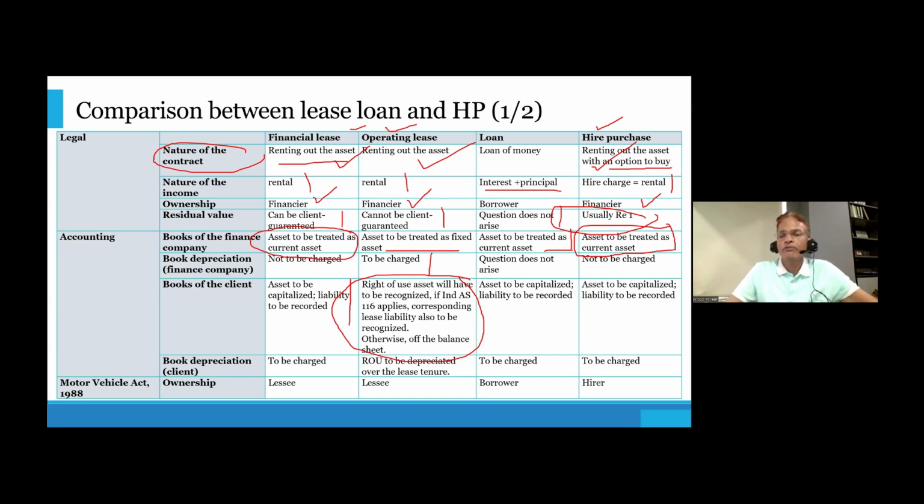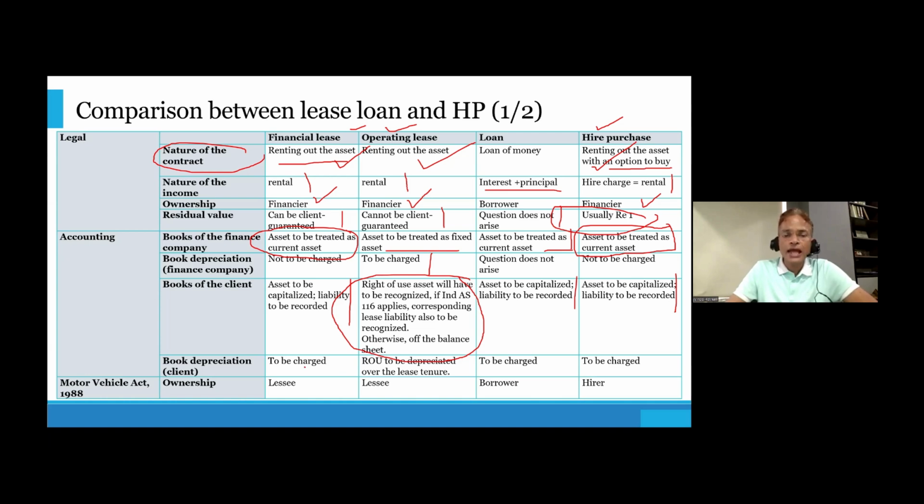In case of a loan, the accounting is quite simple. The asset is capitalized and the borrower records a liability to make a payment to the lender. The same goes in case of hire purchase too. By the way, if the transfer of title is very clear, like a conditional sale kind of transaction, then under IFRS 16 also the asset may be capitalized by the lessee directly without bringing on books something called an ROU asset.